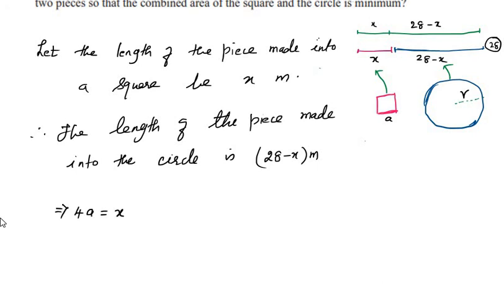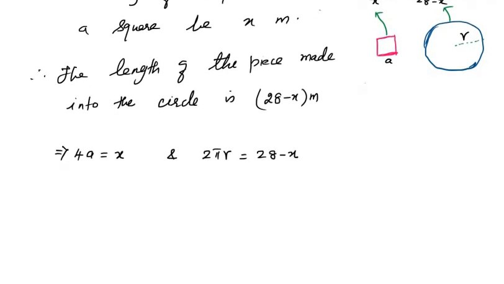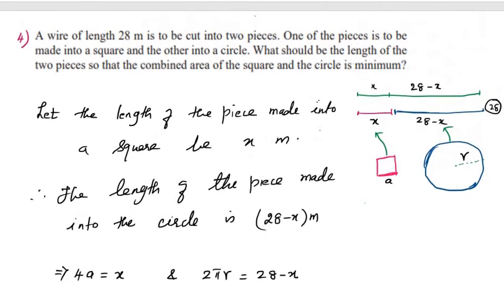If a is the side of the square and the circumference of the circle, what is the circumference of the circle formula? 2 pi r. 2 pi r equal to 28 minus x. This is what we got from our assumption: 4a is equal to x and 2 pi r equal to 28 minus x. Understood? Just two lines as per the previous instruction. Then what is the function to be maximized or minimized?